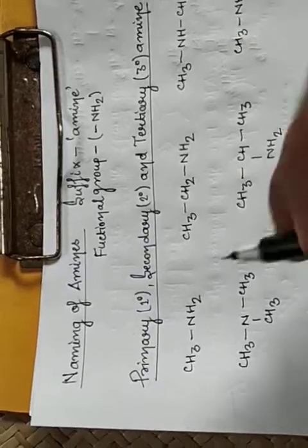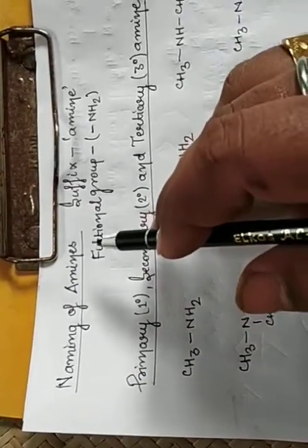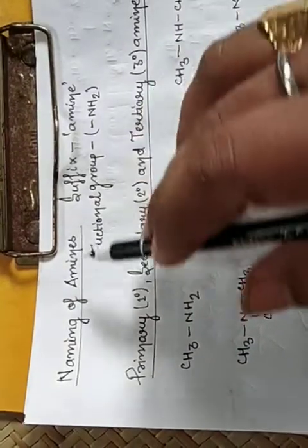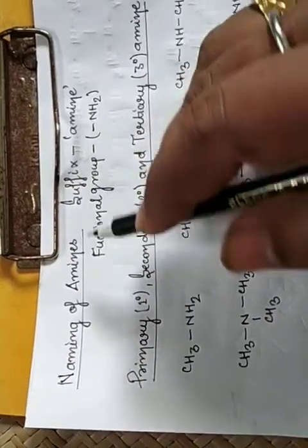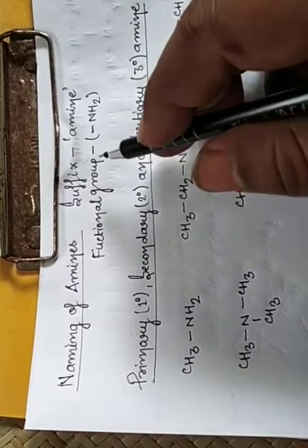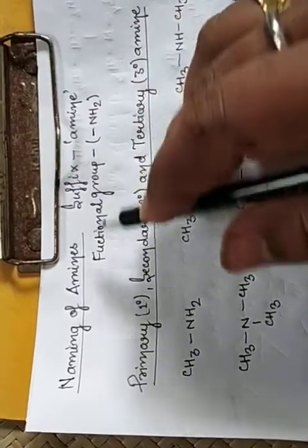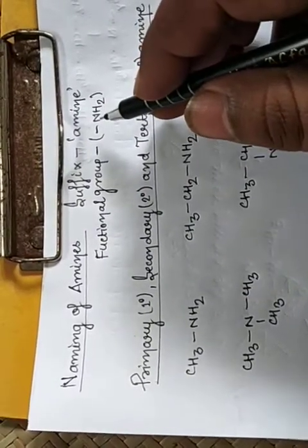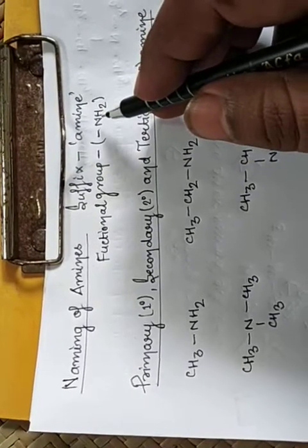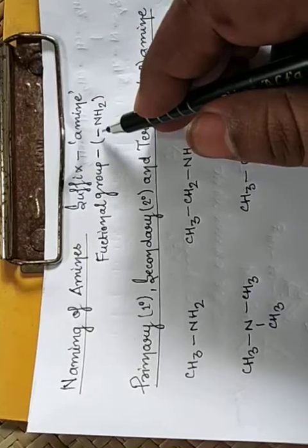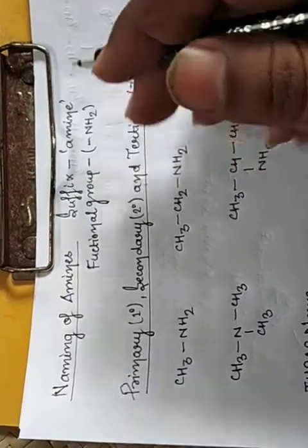Hello students, now the new topic: naming of amines. The suffix of amines is also "amine", A-M-I-N-E. This is a suffix. Now the functional group of amine is a single bond NH2, because the valency of nitrogen is 3. So there are 2 hydrogens and 1 bond. It means the valency of nitrogen is 3.